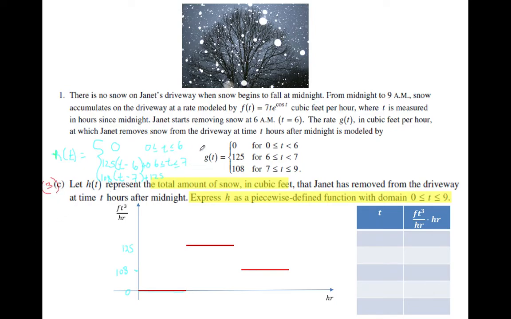At zero. But then from hour 6 to 7, her rate of change is constantly 125. So a linear function with a slope of 125, t minus, I'm starting not at zero, but at 6. And that's going to be from 6 to 7.